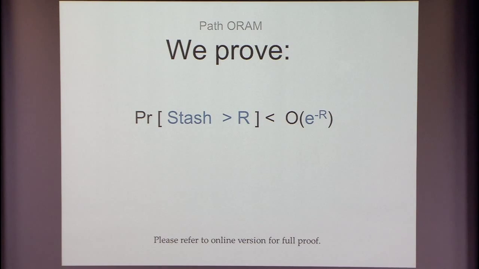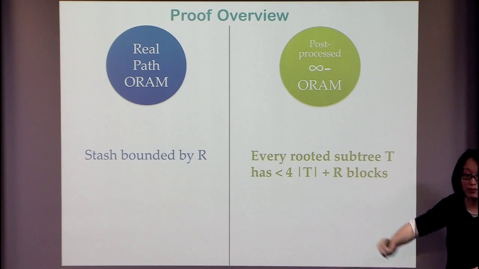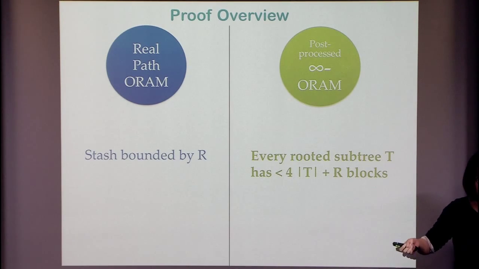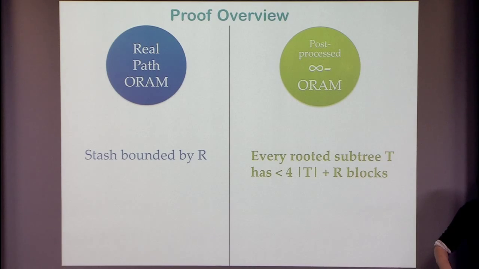So how do you do the proof? I can talk about the intuition pretty quickly. In order to do the proof, we are going to have an imaginary ORAM called the infinity ORAM. In the infinity ORAM, every bucket is of infinite size. So infinity ORAM is actually not a secure ORAM scheme. It's just a construct that lives in the proof for bounding the stash.